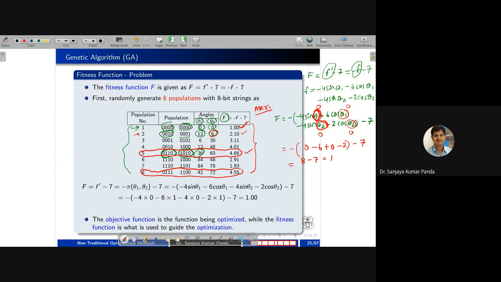The objective function is the function to be optimized. This is your objective function. But what is the fitness function doing? It is guiding the optimization. By looking into this fitness value, you can decide which one is good, which one is bad. So it is guiding you in the process of optimization. But the objective function, you have to achieve that, that you have to optimize, whether to minimize it or to maximize it.